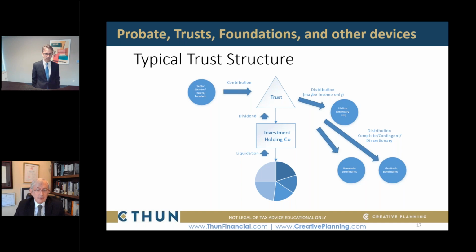So a typical trust, the settlor contributes assets to the trust. It holds them perhaps through one or more investment companies, and those investment companies hold various assets. Can be real estate, can be stocks and bonds, in any proportion it likes. Trusts are often established to provide income for lifetime beneficiaries, such as a surviving spouse, and then to distribute completely to contingent or discretionary beneficiaries, which could be charities or children. There is no end to the complexities that can be built into trust structures. Next slide, please.